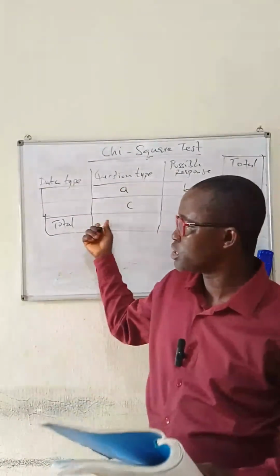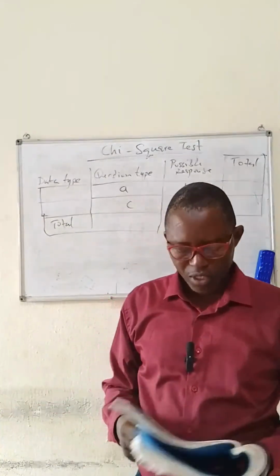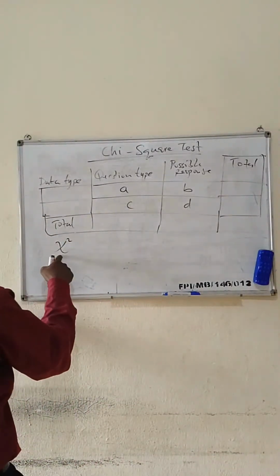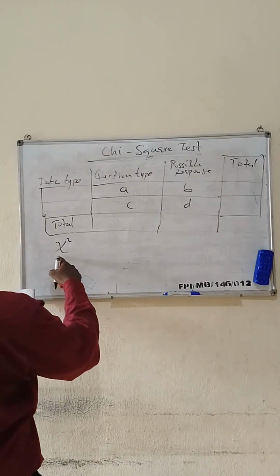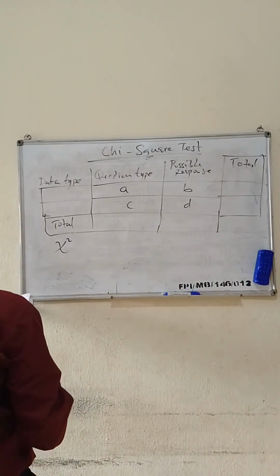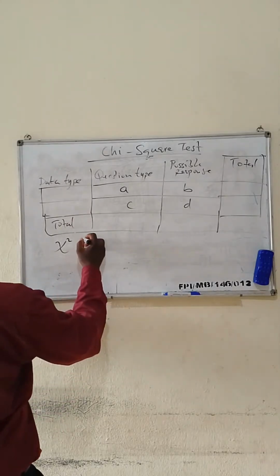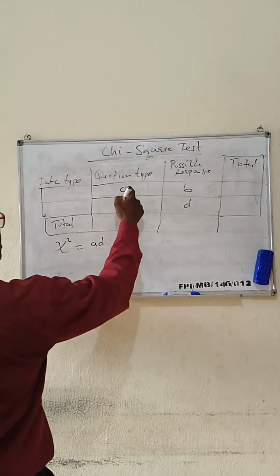The 2 by 2 contingency table is the simplest to handle, because you calculate the chi-square, which is represented by this special Greek letter looking like X. We are going to use it simply as this. AD, that is this times this.